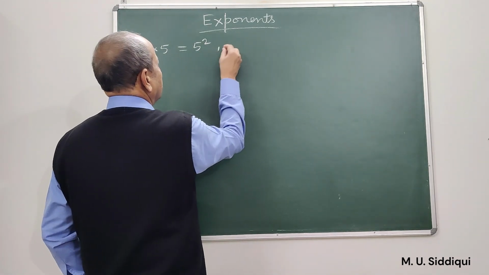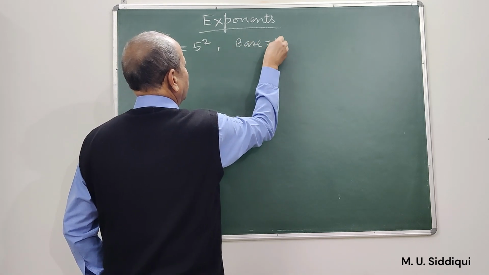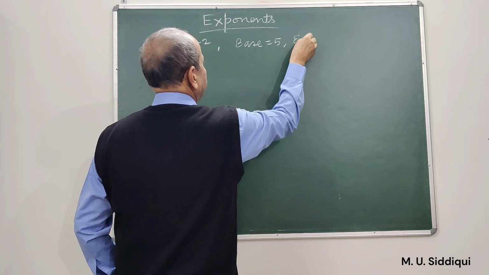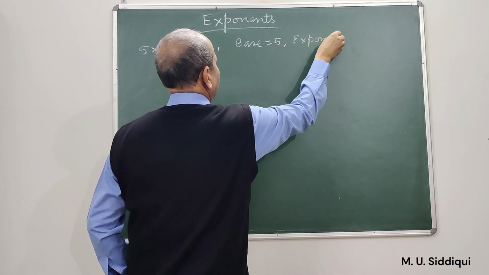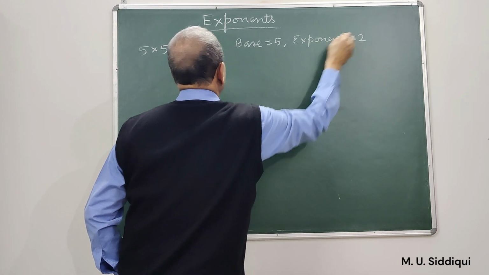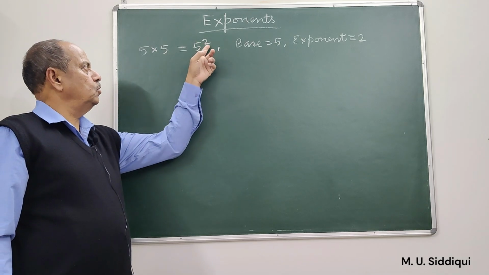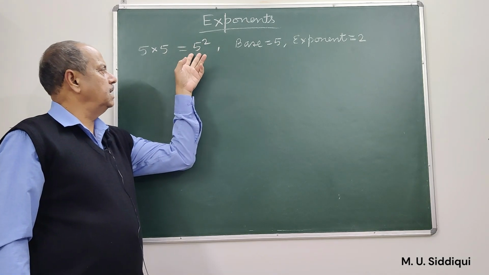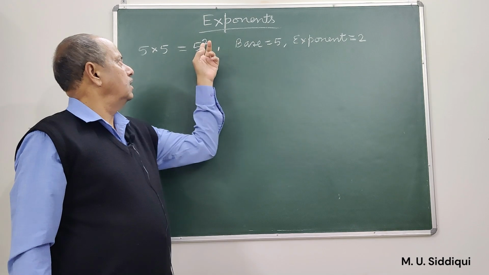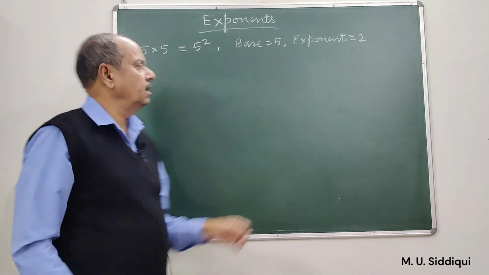This means that the base is 5 and we call the exponent 2. What is the meaning? That 5 is multiplied with 5 itself 2 times. So 5 is multiplied, base is 5. How many times has it been multiplied? 2 times. So we say exponent is 2.